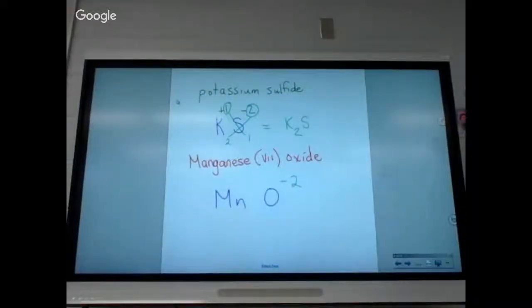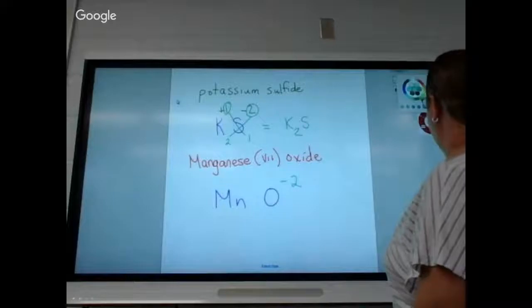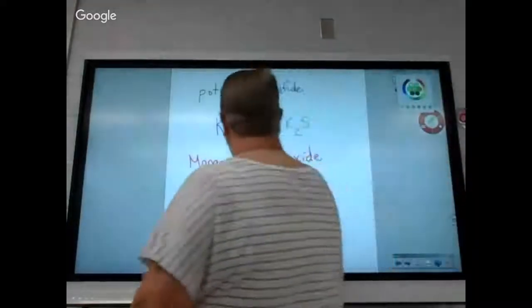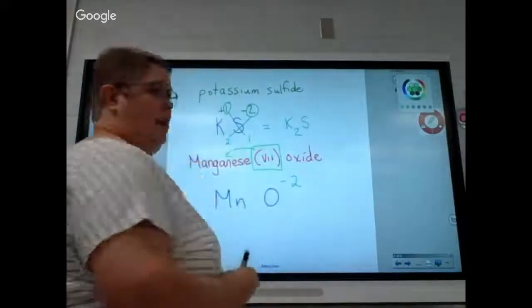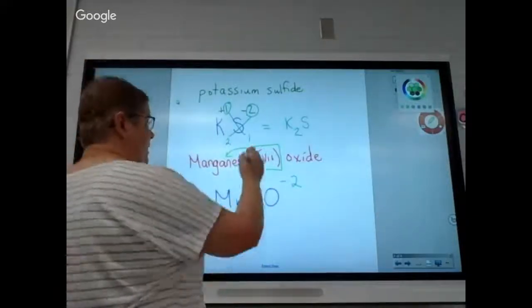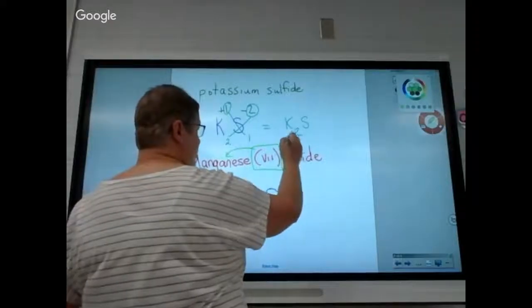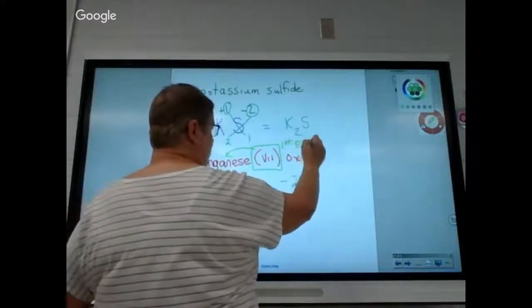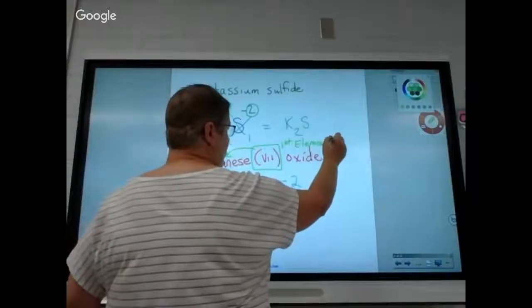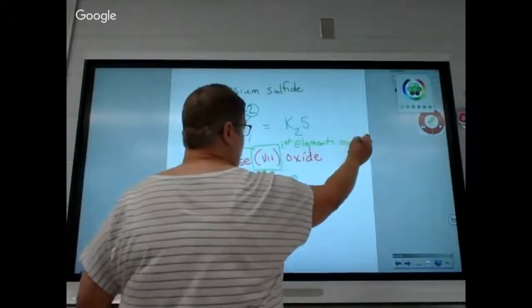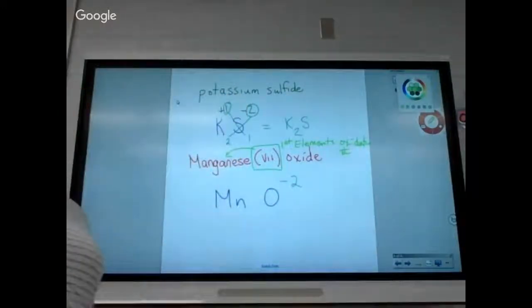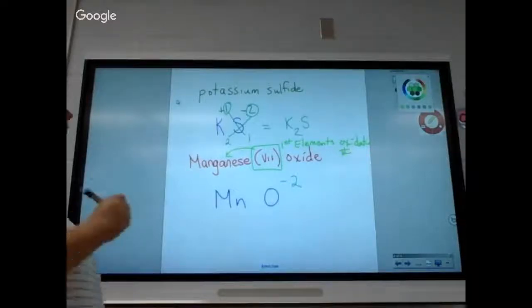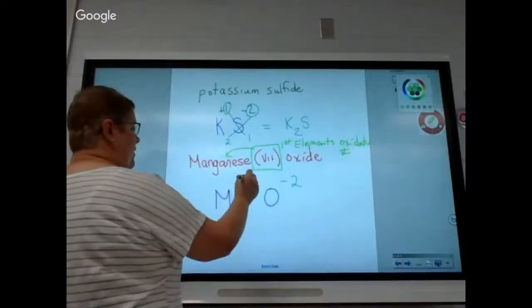I have to tell you in the name what oxidation number to use. So this right here is the oxidation number that I'm telling you to use. This is the first element's oxidation number. So manganese is +7.